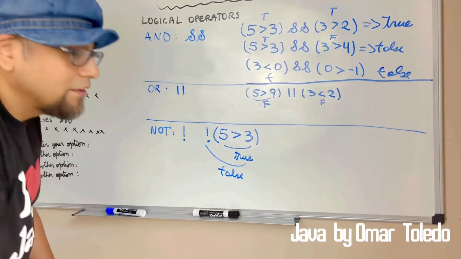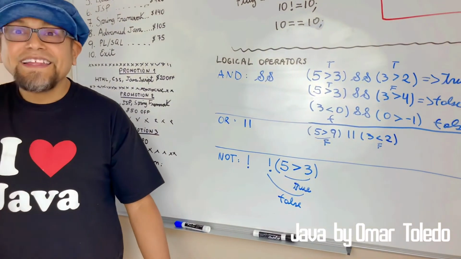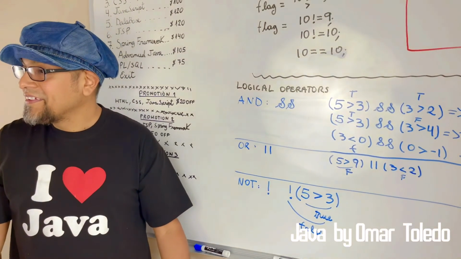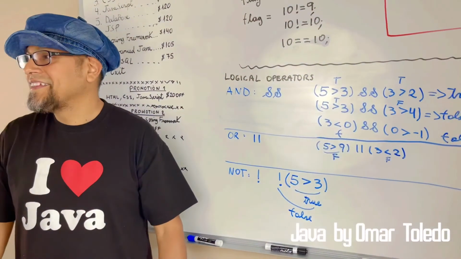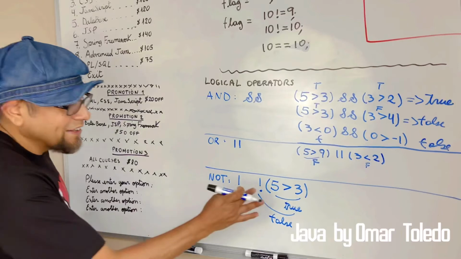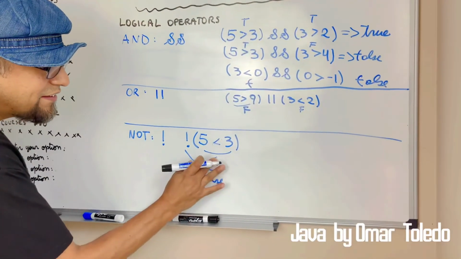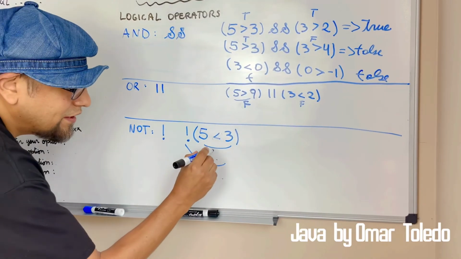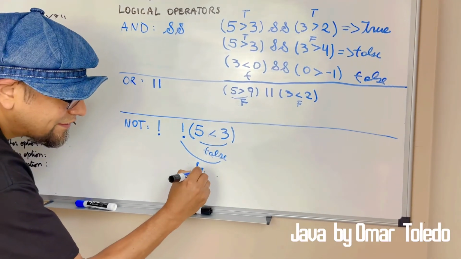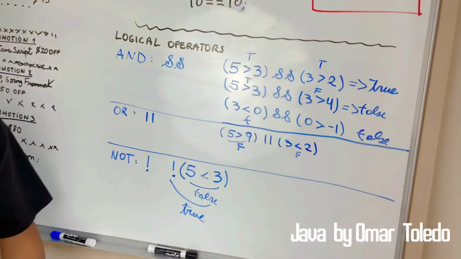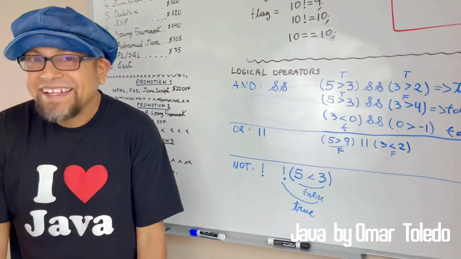Perfect, you got it. And is it the same if it's false? Then it would be true? Exactly. So it's the opposite. So if it's false and it has a NOT, it will be true. And if it's true and it has a NOT, it will be false. So when you change it, it will be the opposite. Let's change it, okay? 5 less than 3 equals false. False, right? But since there's a NOT, it's true then. Simple logic. Oh, that's why it's called logical operators. Exactly.